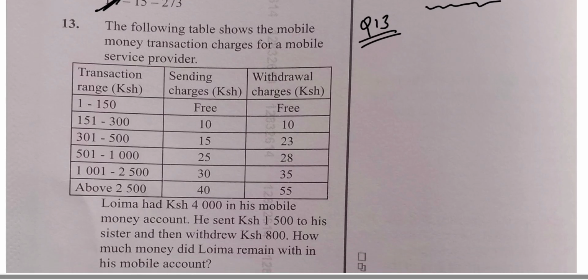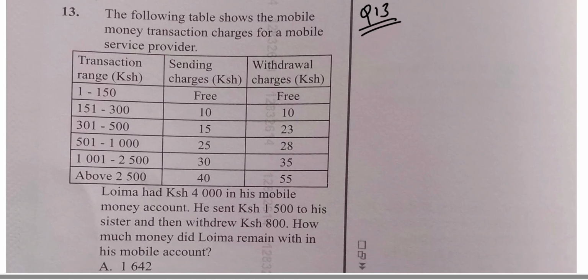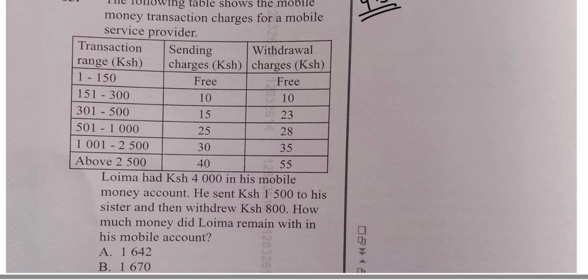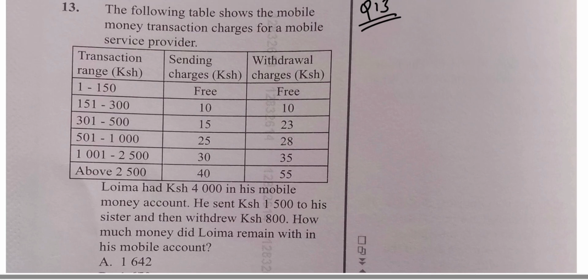Question 13 tells you that the following table shows the mobile money transaction charges for a mobile service provider. I don't know, they're teaching the students about transactions. This is Safaricom's hand in it. So we have transactions from 1 to 150. Sending charges are usually free. Withdrawal charges are free.